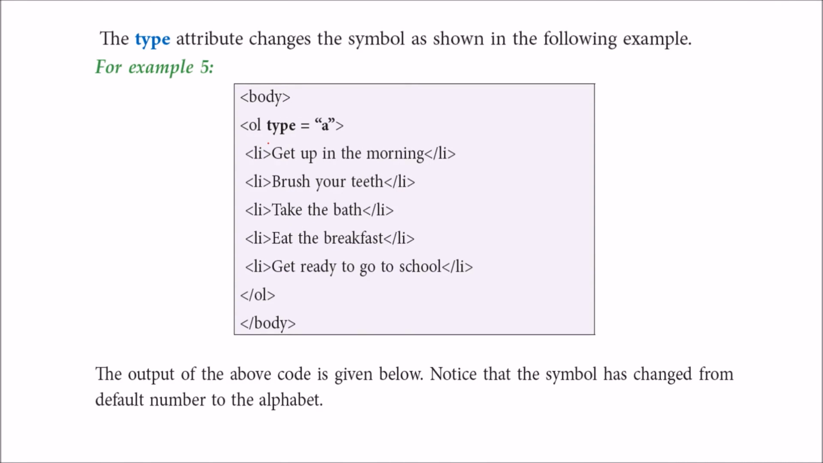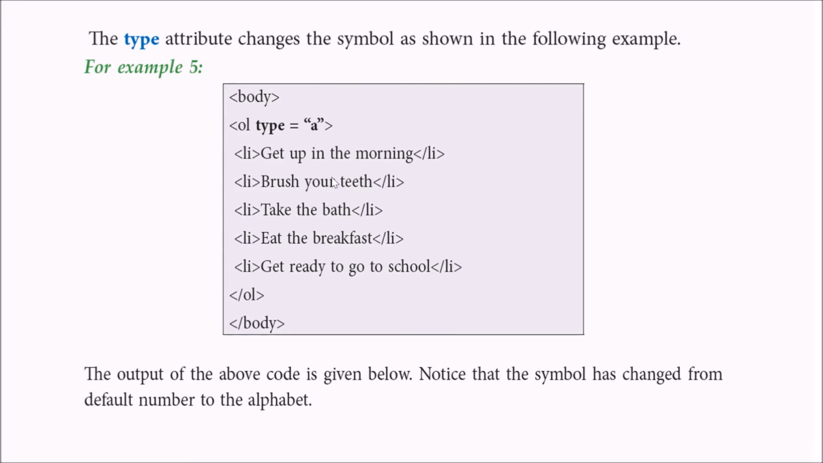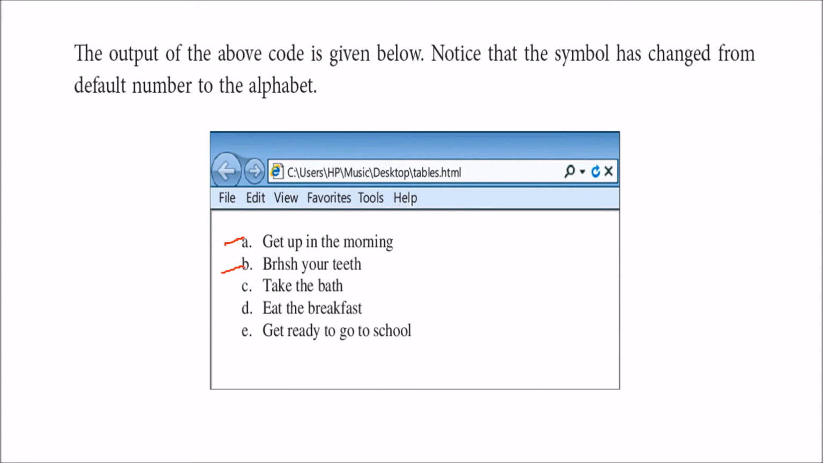If you want to have a list with alphabets, you just have to give type equal to A. Now the result would be A, B, C, D, E.